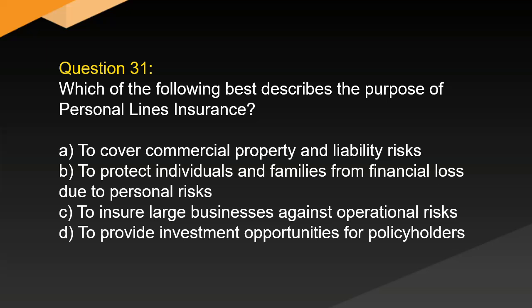Question 31. Which of the following best describes the purpose of personal lines insurance? A. To cover commercial property and liability risks. B. To protect individuals and families from financial loss due to personal risks. C. To insure large businesses against operational risks. D. To provide investment opportunities for policyholders.